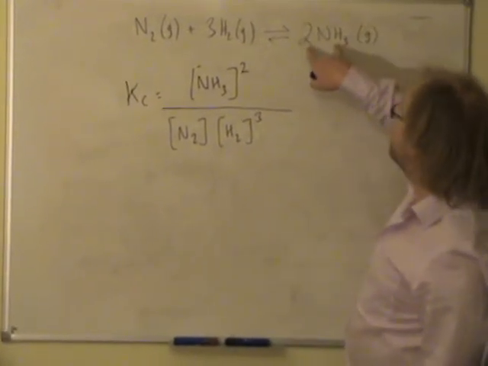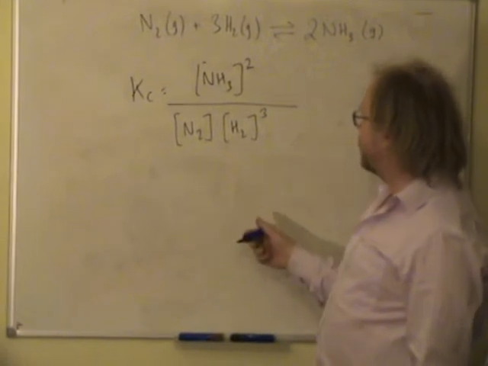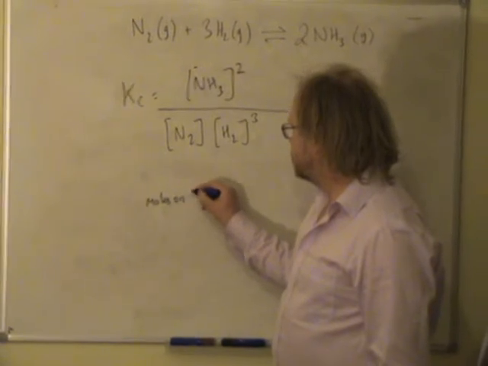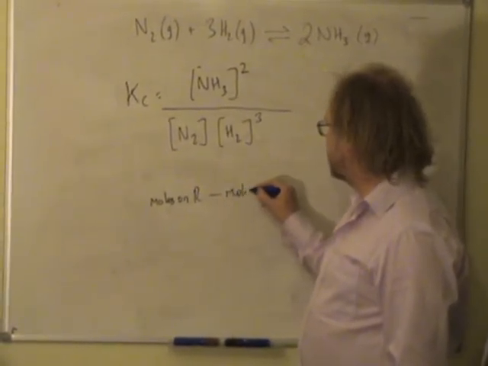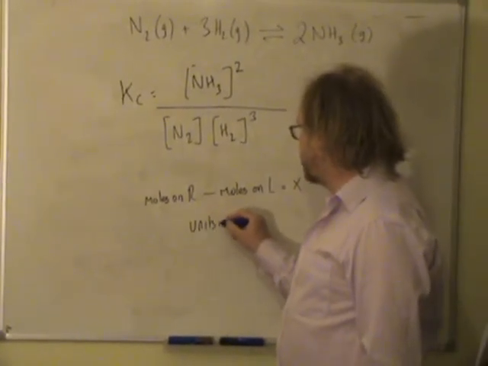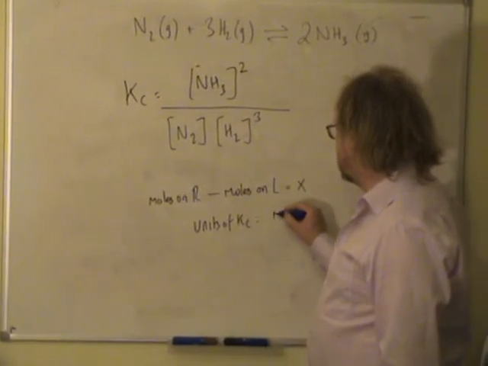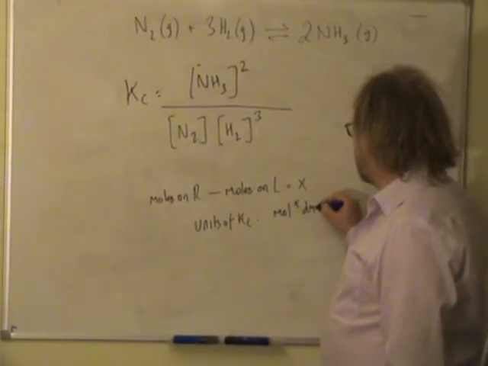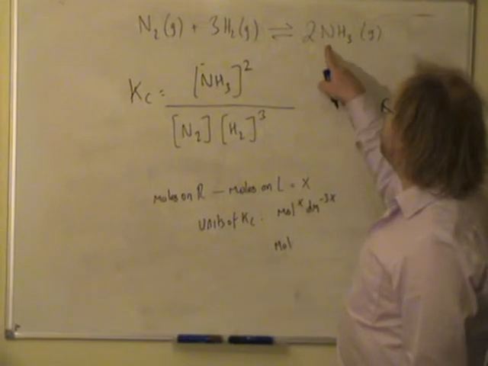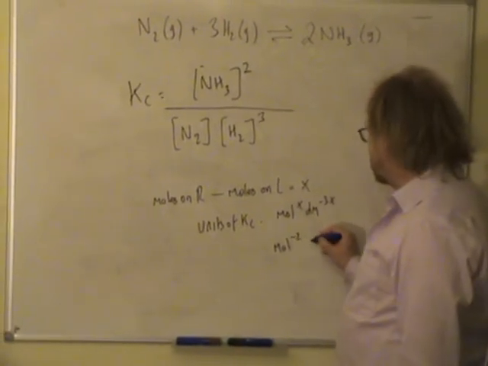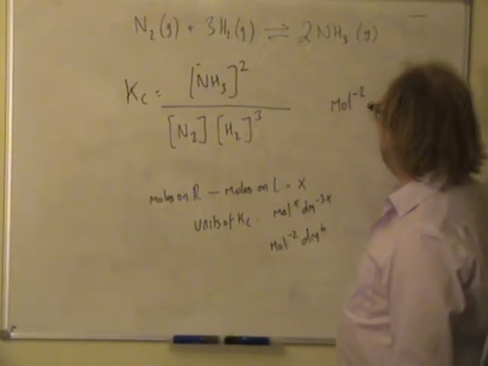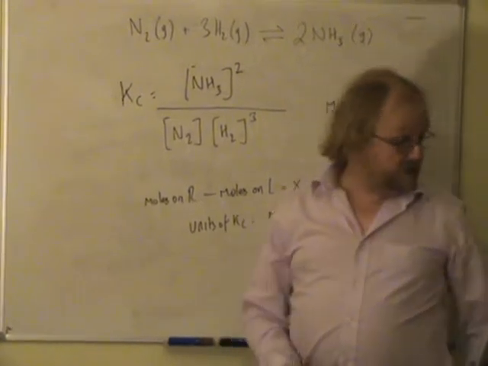number of things on the right and subtract the number of things on the left and call that number x. Okay, so moles on the right minus moles on the left is equal to x, and the units of Kc are moles to the x dm to the -3x. So in this case x is 2 minus 4 is -2, so moles to the -2 dm to the 6th is the answer. Okay, so make sure you can do those.